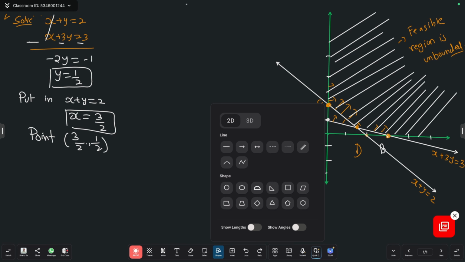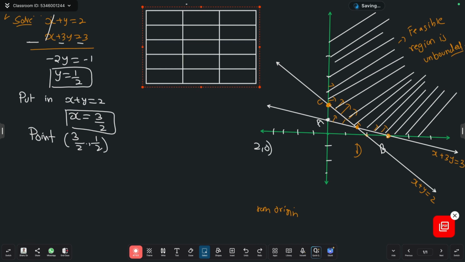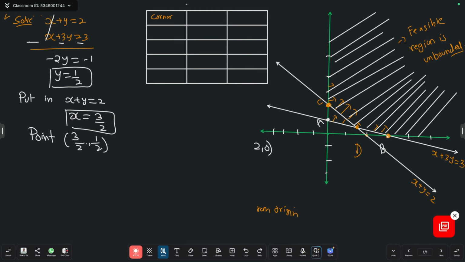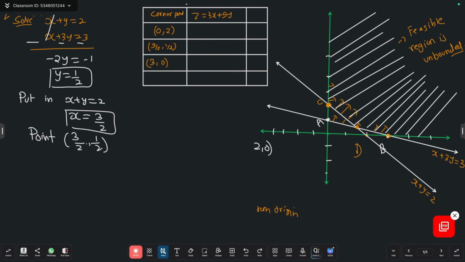Now make a table. Corner points and Z value. What is the Z value? Z equals 3x plus 5y. One corner point is C, which is 0 comma 2. One is this point, 3 by 2 comma 1 by 2. One is 3 comma 0. Calculate the Z value here.